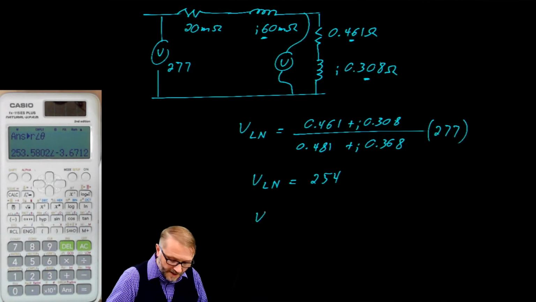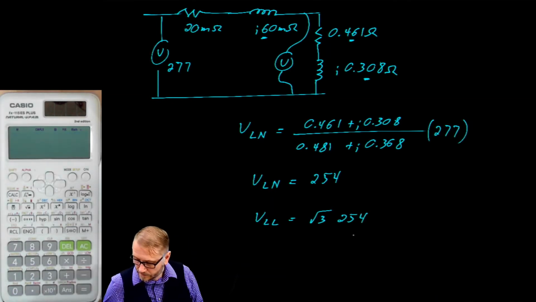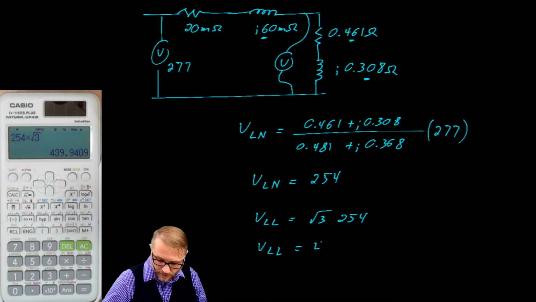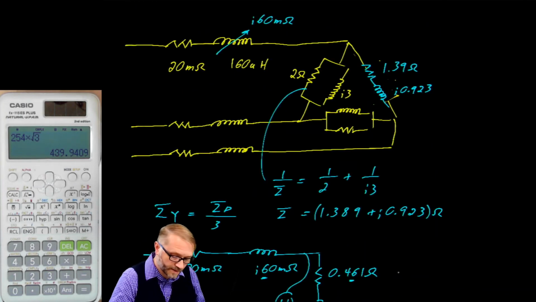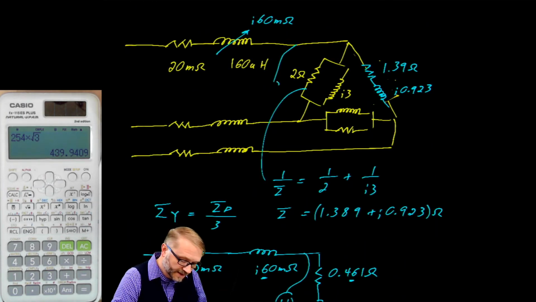We convert that back into our voltage line to line, which is root 3 times 254, which gives us 440 volts. So back to the original problem, if you were to put a voltmeter right here, it would read about 440 volts, with the understanding that we have 480 volts coming in.